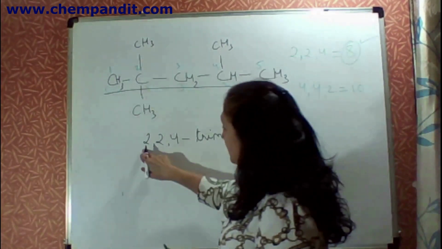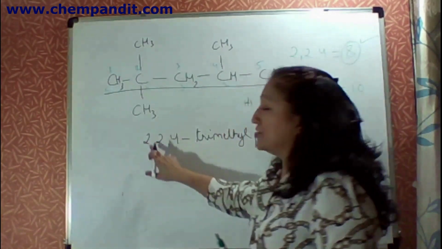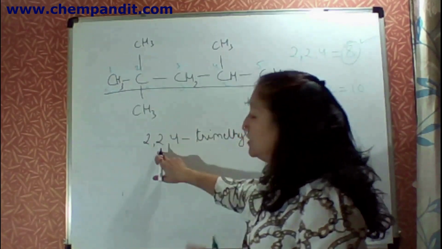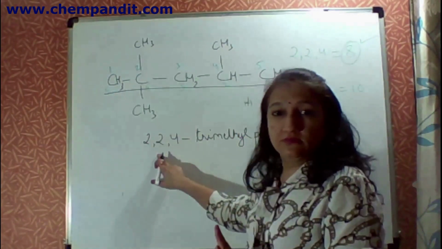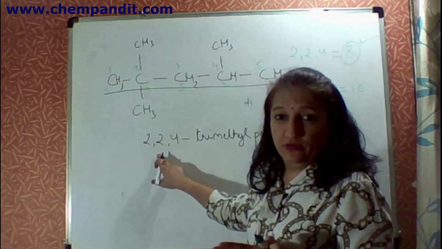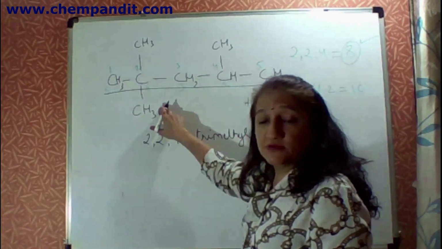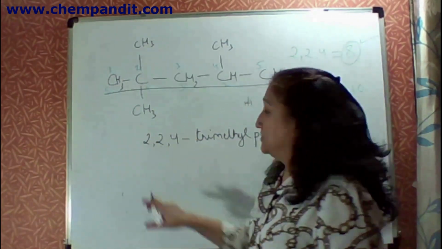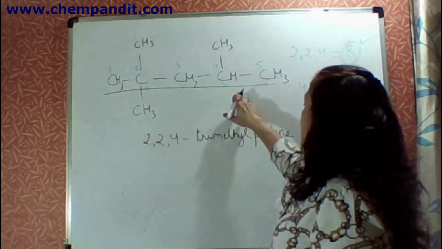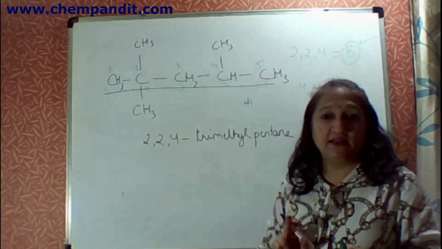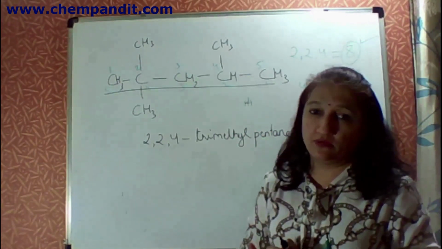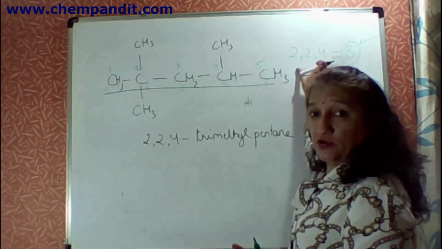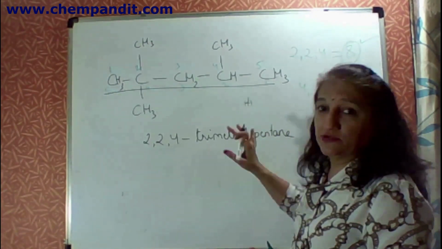Now remember one thing. If there are 2 methyl groups on a same carbon atom, then we will write the number twice. You cannot write 2 once because there are 2 methyl groups on the same position. So you need to mention the position twice. 2,4 trimethyl pentane is the right name of this compound. Is this clear to you? We actually followed the sum rule.